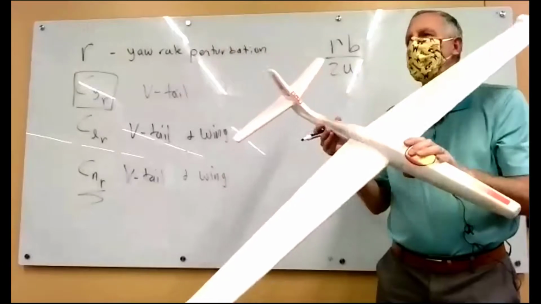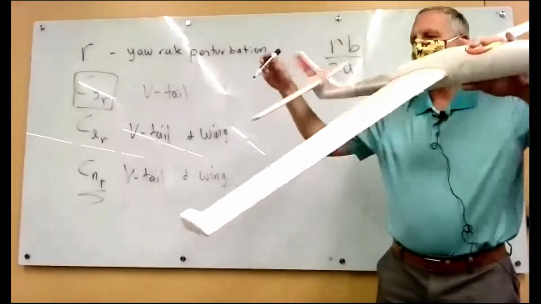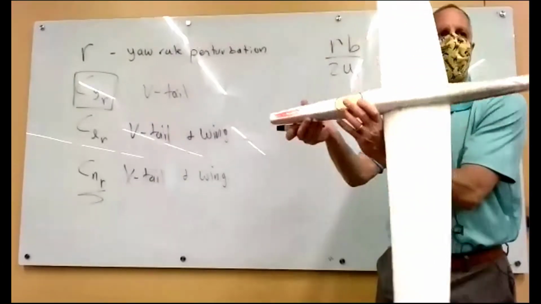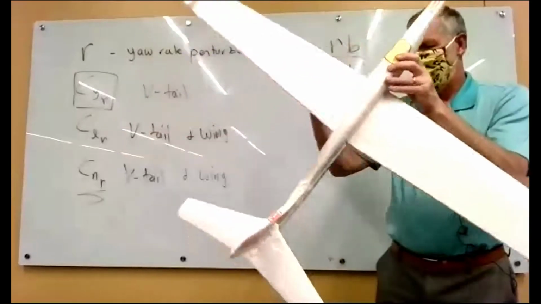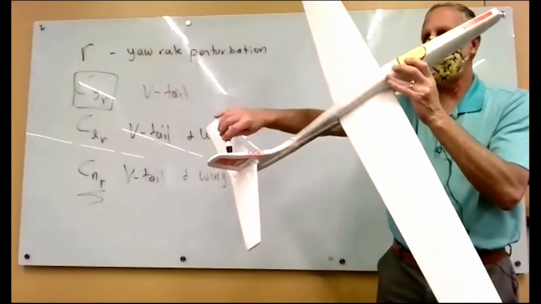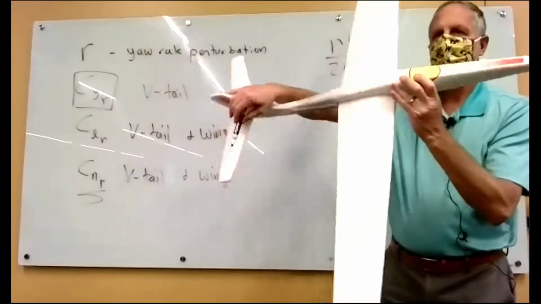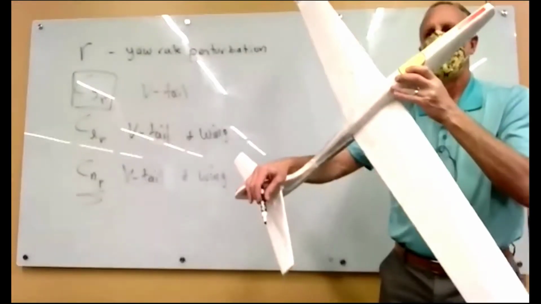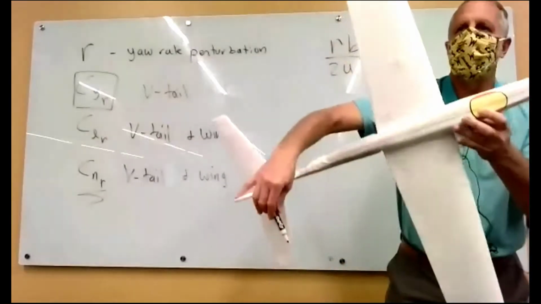So let's go through that again because I got my head turned around. So we're yawing positive like this. Air is pushing on this side of the tail, so we get a force this way. It's going to stop the yaw, slide the airplane this way, and roll it this way.